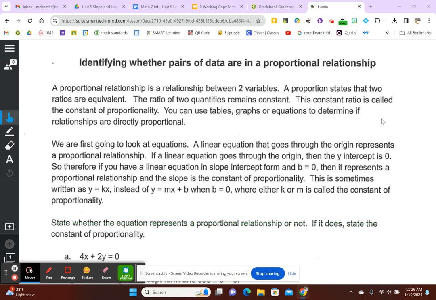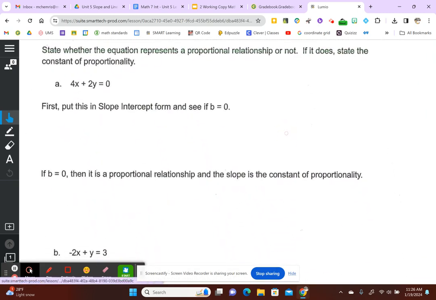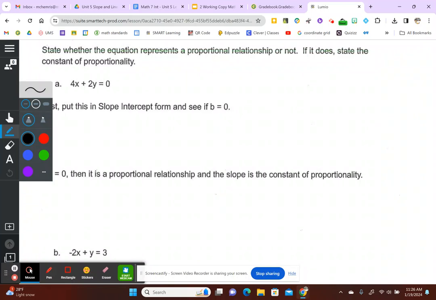So if a linear equation goes through the origin, that means that b equals 0. So whenever you look at a linear equation and you put it into slope-intercept form, or y equals mx plus b, if b equals 0, then you know it represents a proportional relationship. And the slope, in addition to being the slope, is called the constant of proportionality. Okay?